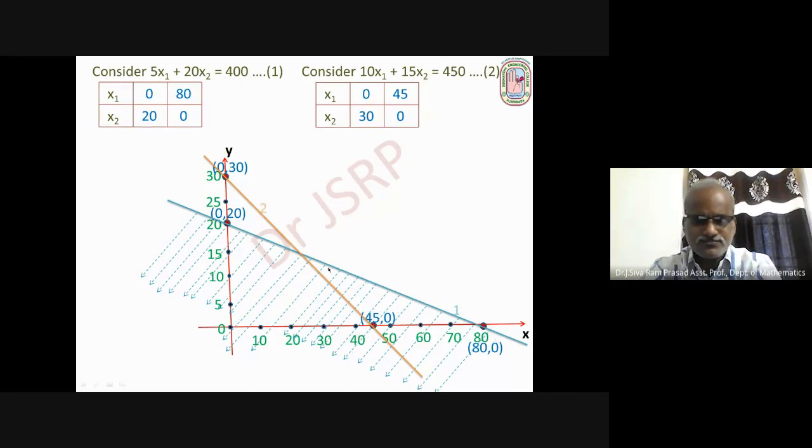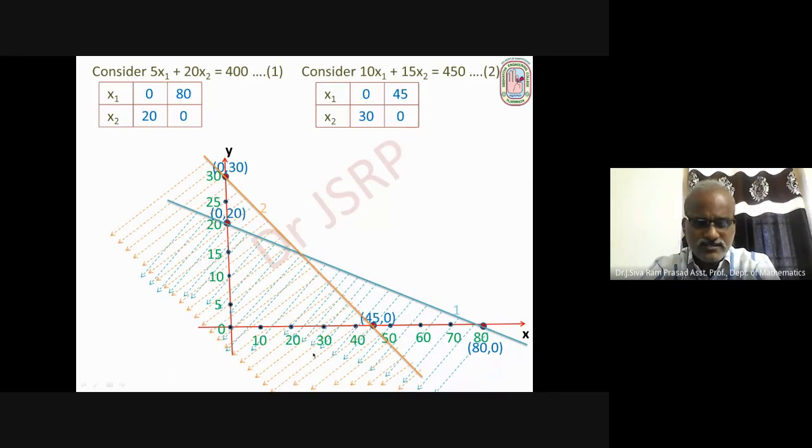Now identify the region. The second constraint is also a less than or equal type. Substitute the origin in the inequality: x1 = 0, x2 = 0, that is 0 plus 0, 0. Clearly 0 is less than 450. The origin satisfies the inequality. So for this, the region lies towards the origin, that is this side.